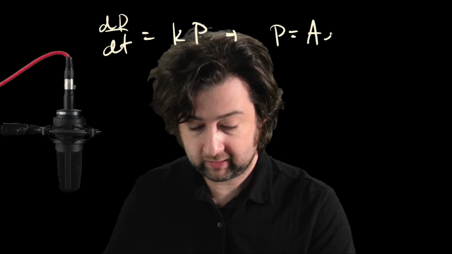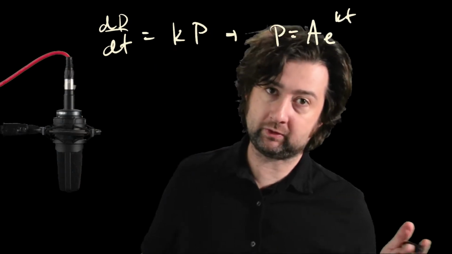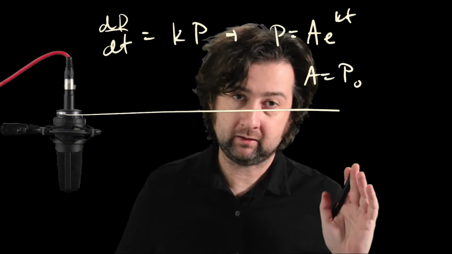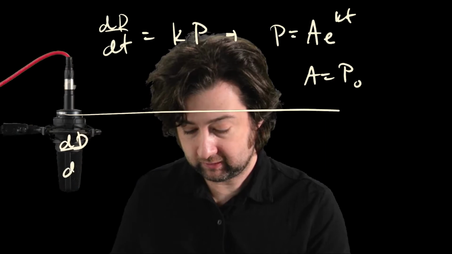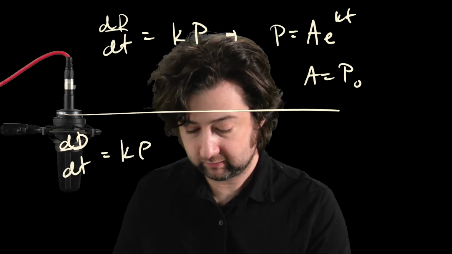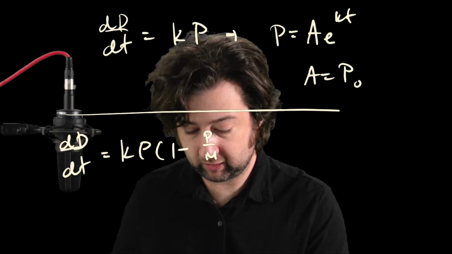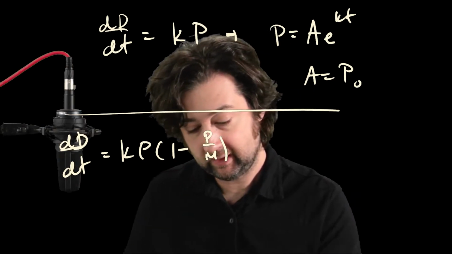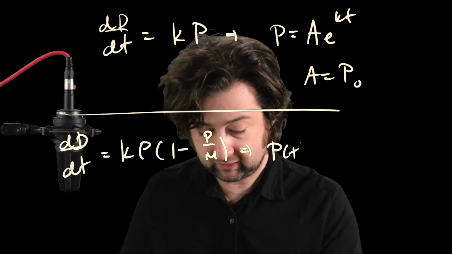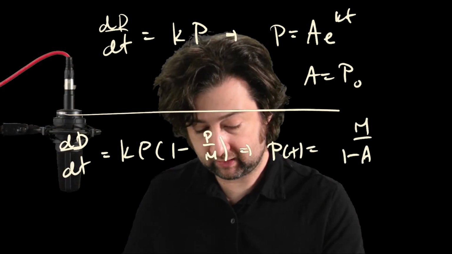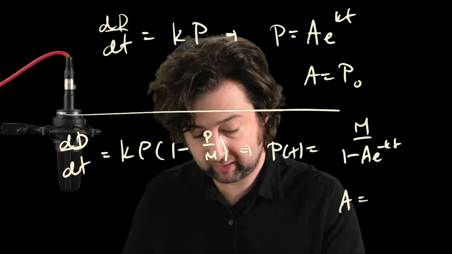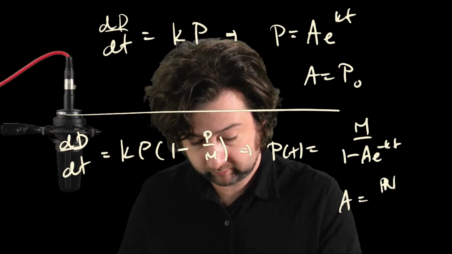What we've been through here are the natural growth model, which is dp/dt equals k times p, which has solution p equals a e to the kt, where a is the initial population, and the logistic growth equation, dp/dt equals k times p times (1 minus p over m). Remember, that's the thing that gets us the carrying capacity, and that has solution p of t equals m over (1 minus a e to the minus kt), where now a is equal to (m minus p naught) over p naught.